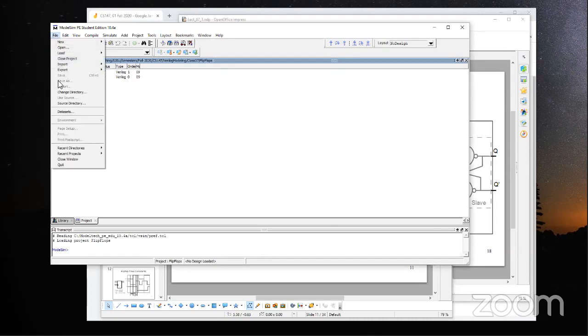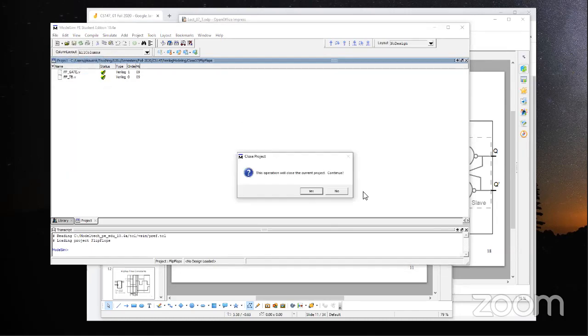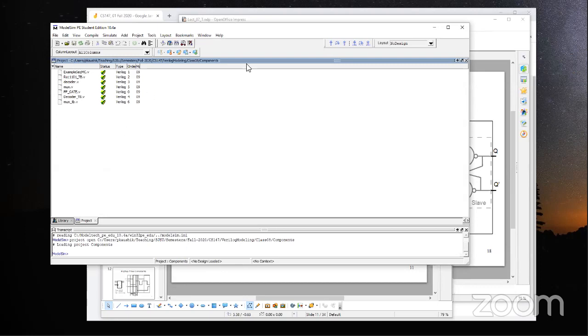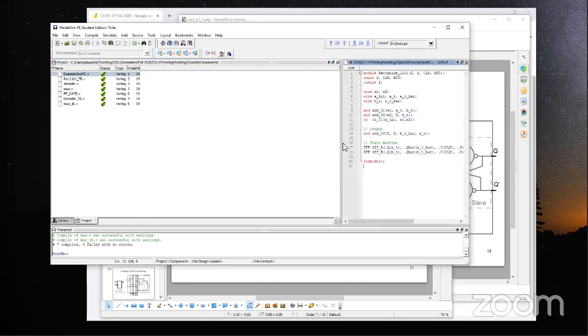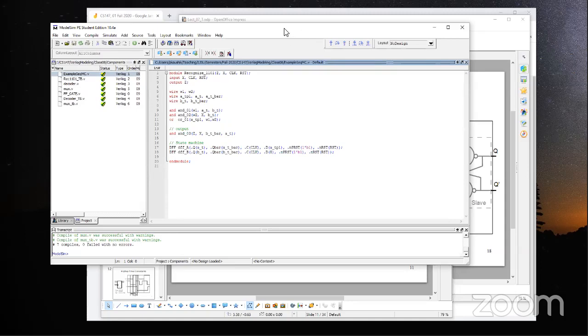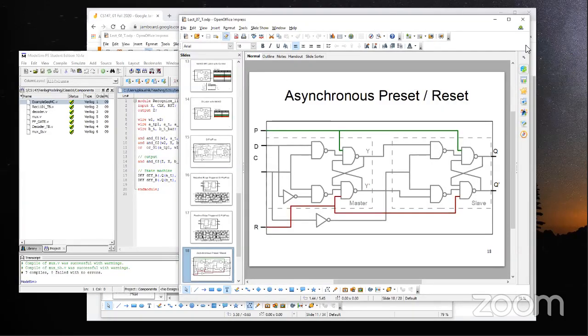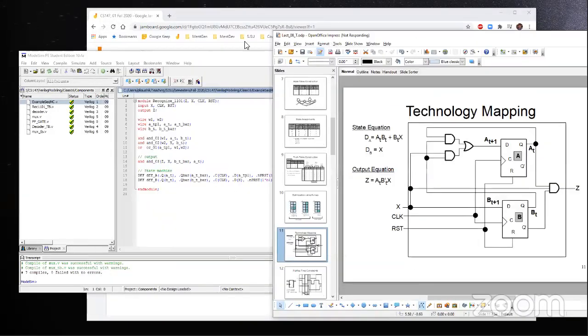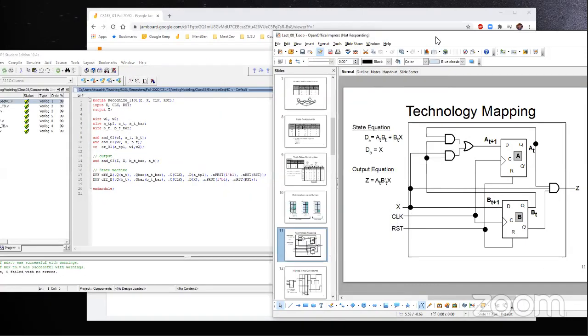Okay, close the project. Can I close the project? Yes, I can close it. Open, okay, recent projects. All right, so I have this one. This is a simple, not this circuit. This one. Let's compare it side by side.